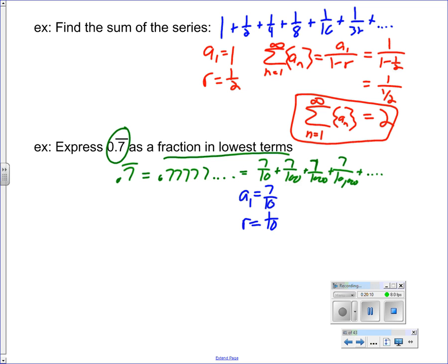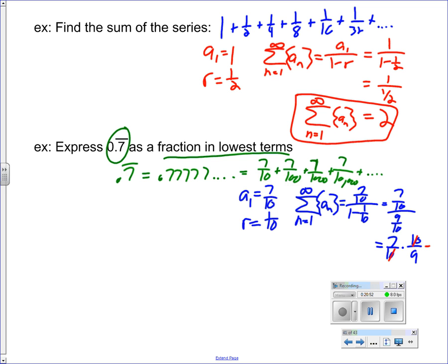So now we just use that exact same formula to find the sum. So we start with our first term, which is 7 over 10, over 1 minus the common ratio, 1 over 10. So that's 7 over 10 over 9 over 10. Right, dividing fractions, we flip and multiply, so that's 7 over 10 times 10 over 9. Our 10's cross cancel, and we have 7 over 9.